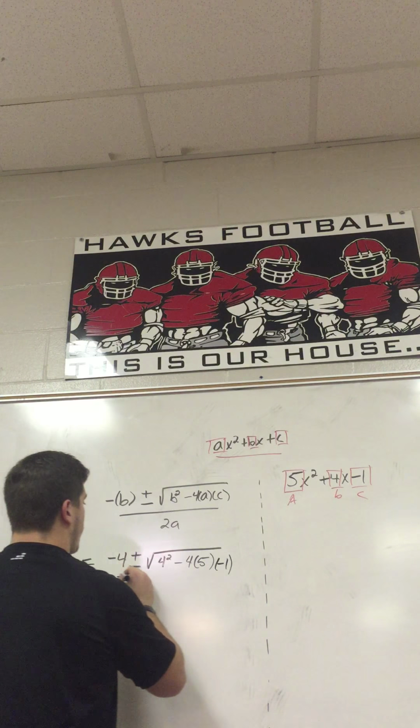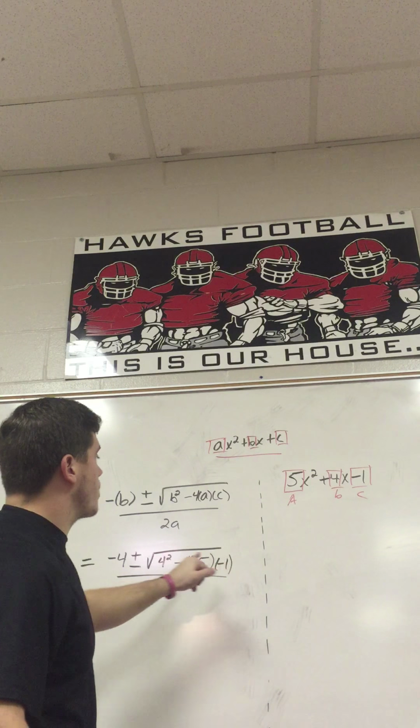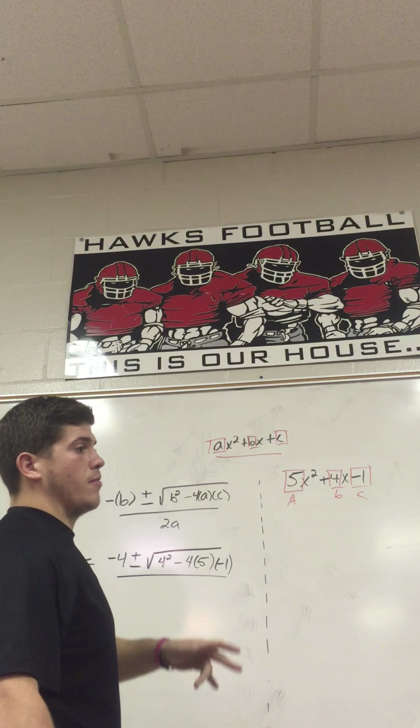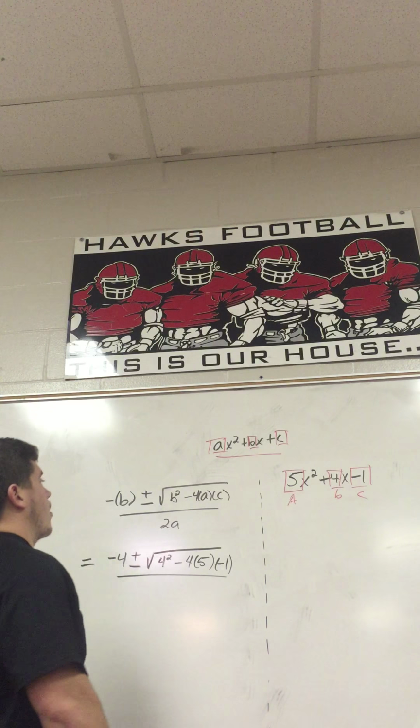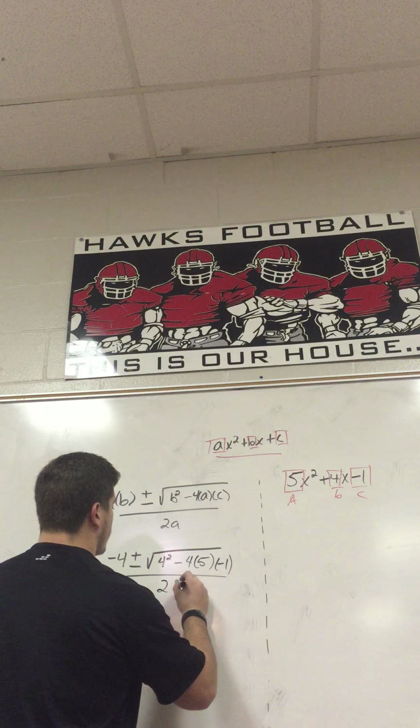It is very important that you include that negative, because if not, you'll get a negative under the radical, which is an imaginary number, and that's a really big problem. And all of this is over 2 times 5, which is a.